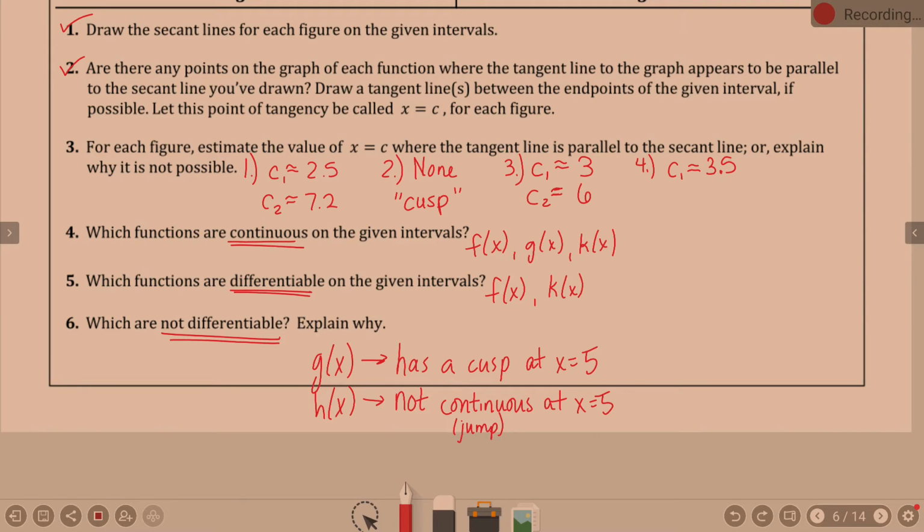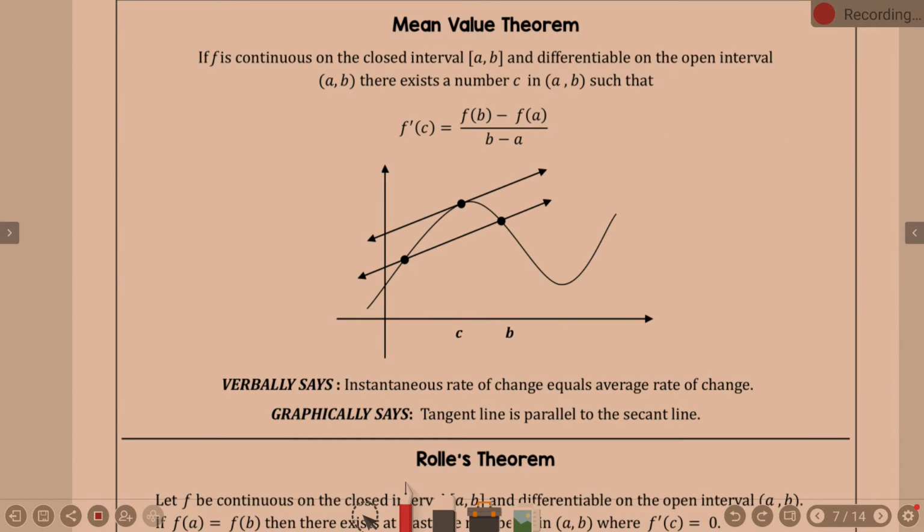Okay, continuing along. This takes us to our topic of the day, mean value theorem. Now, we're going to go through it here, talk about it in words and all that, and then we will get to some examples and look at how it follows examples.